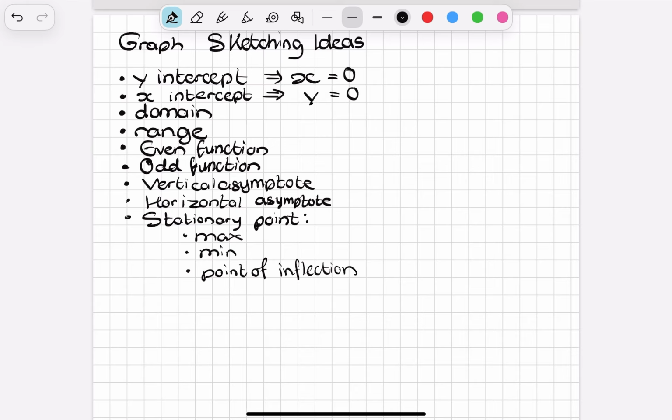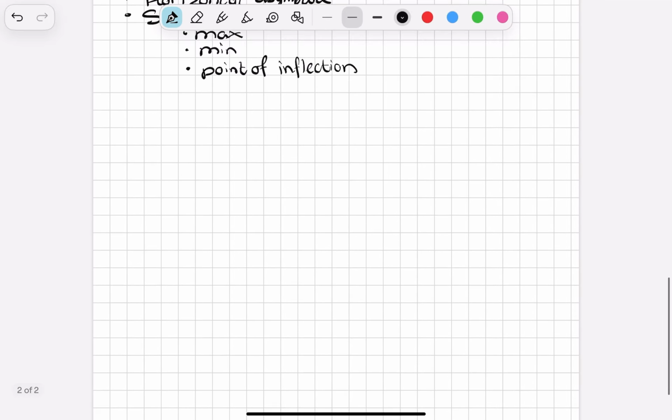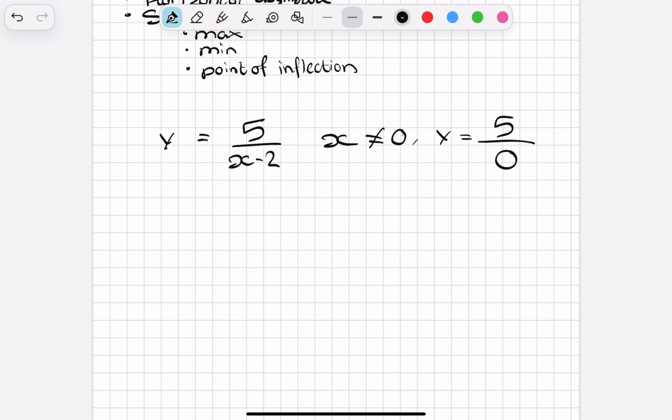Onto the domain and the range. Essentially, domain are our inputs, and things we can look out for are restricted values. For example, if we have y equals 5 over x minus 2, we know that x cannot equal 2 since y would equal 5 over 0, and we know that 5 over 0 is undefined. Therefore, this will become a vertical asymptote on our graph.